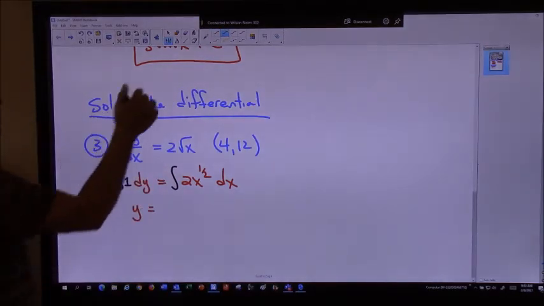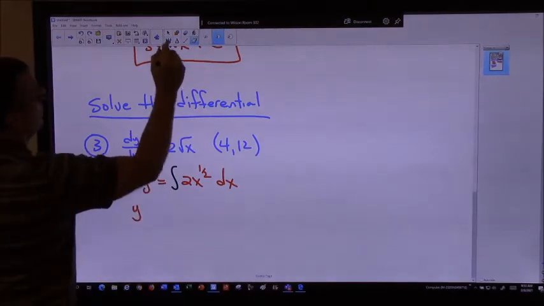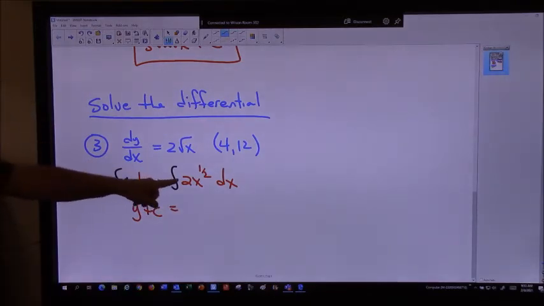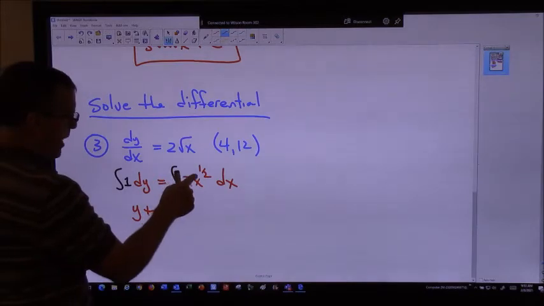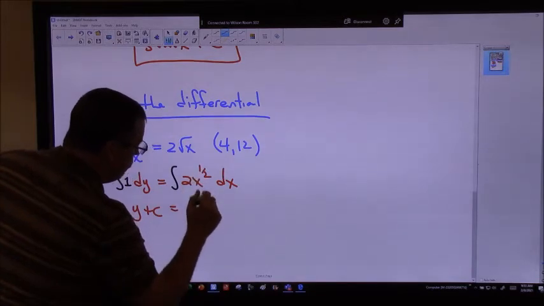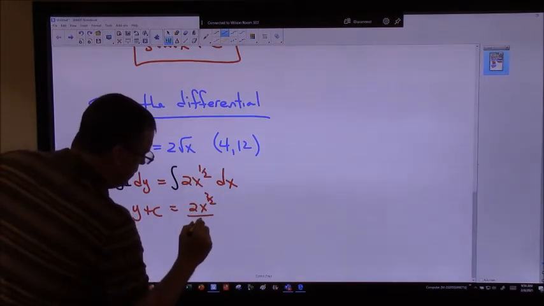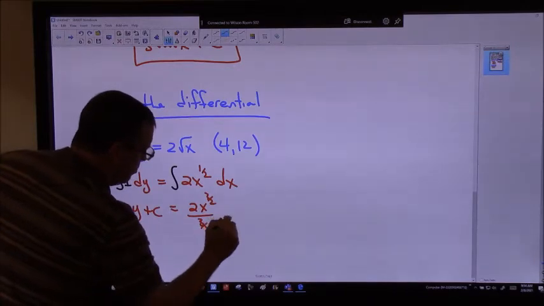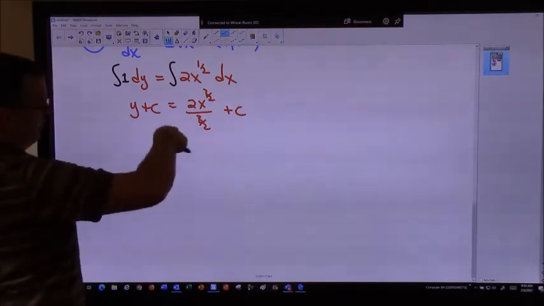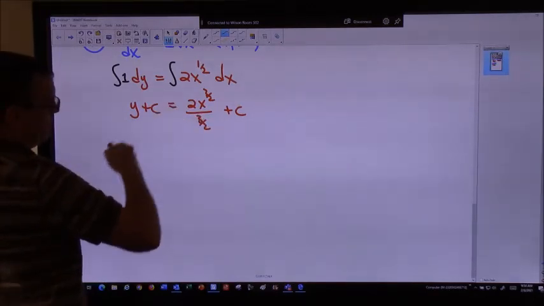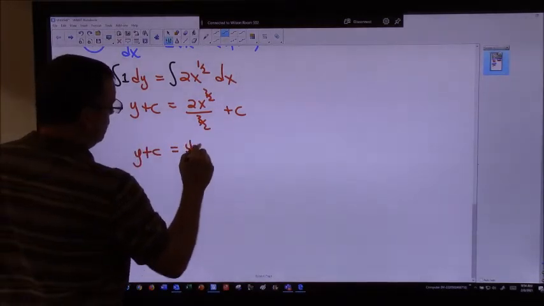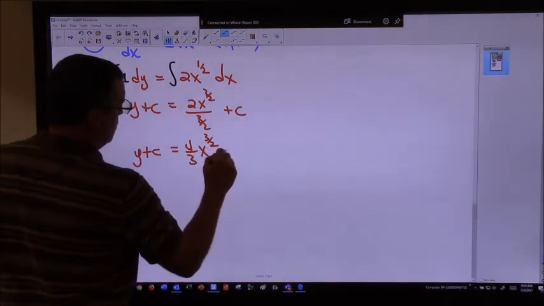Now, really this should be y plus c equals. And then over here, I want to add 1 to the exponent and divide by the new exponent. So that's going to be 2x, add 1, you get 3 halves, and then divide by 3 halves, and then plus c. So let's see, if I'm dividing by a fraction, I want to flip that over and multiply. So 2/3 times 2 would be 4/3. So I've got y plus c equals 4/3 x to the 3 halves plus c.